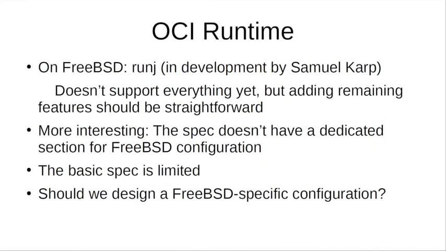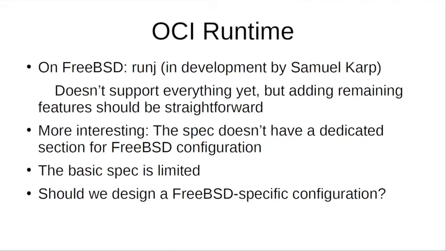So what is it like on FreeBSD? So on FreeBSD, we kind of have this project called runj, which is supposed to be a runc equivalent. It's currently in development by Samuel Karp, and so it doesn't support everything yet. But adding the remaining general OCI specification should be straightforward. But the more interesting thing is that the spec doesn't have dedicated FreeBSD configuration options.